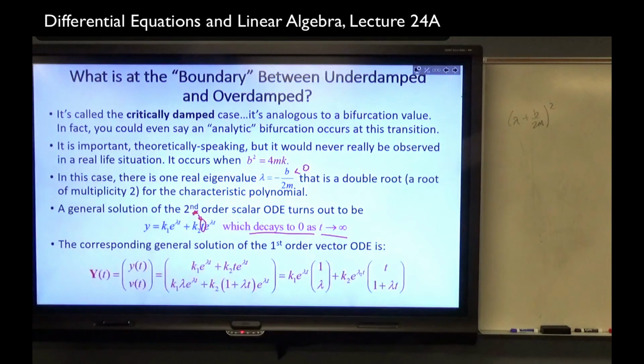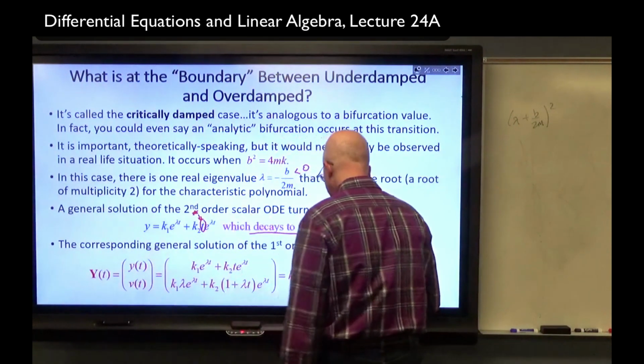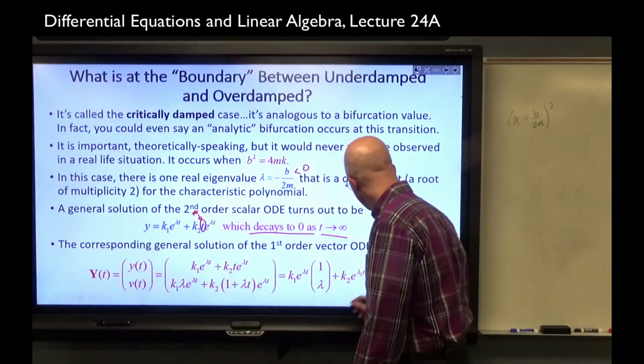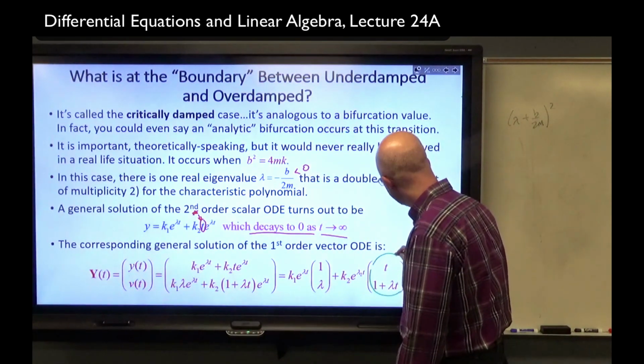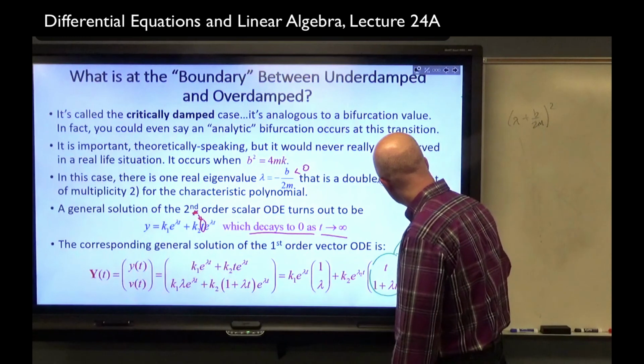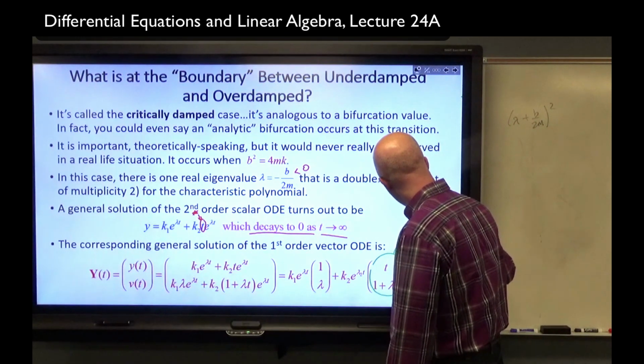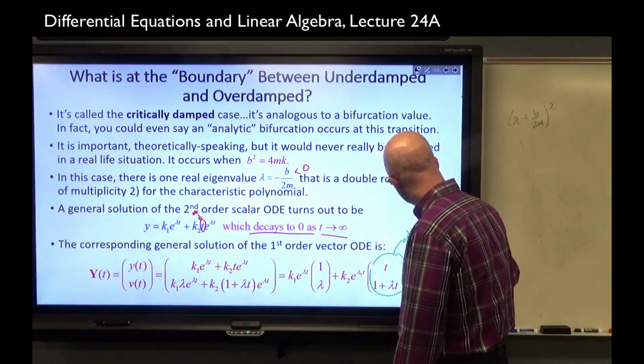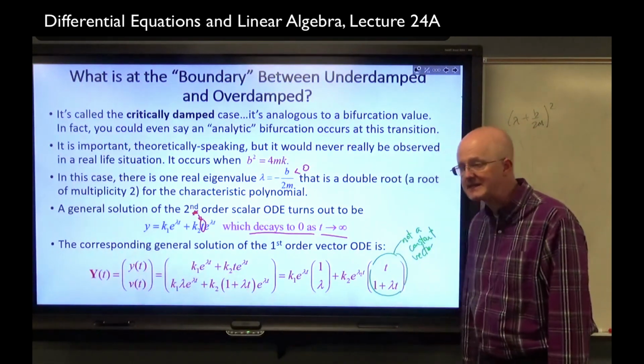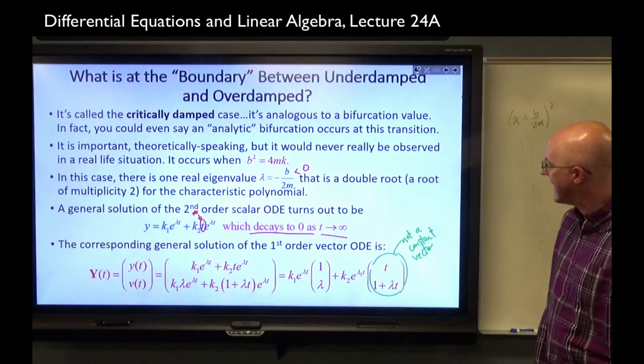Convert it to vector form, differentiate the first component to get the second component. You could write it in one of these ways, in vector form. Notice that if I decide to write it this way, this is not a constant vector. It is a way I can write the solution, but that vector involves time t. It's not constant. So it's not really an eigenvector.